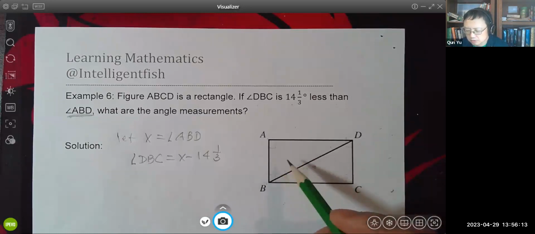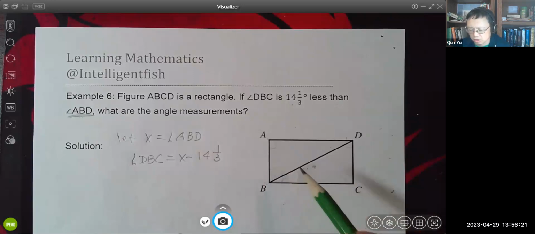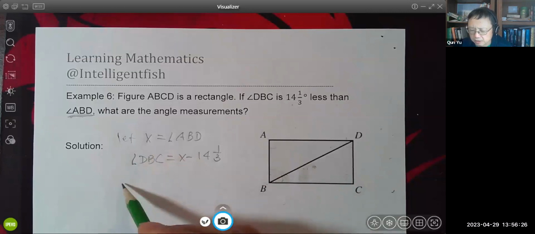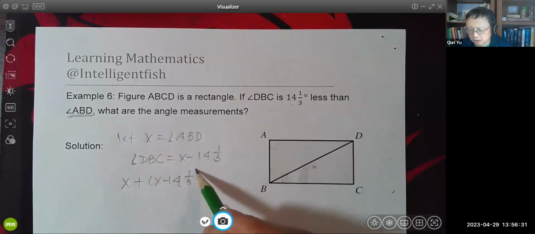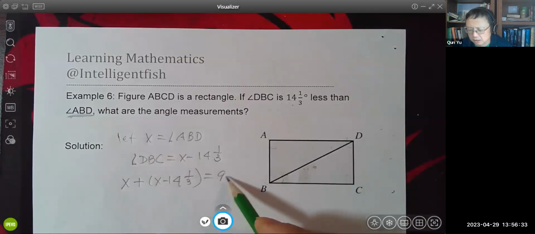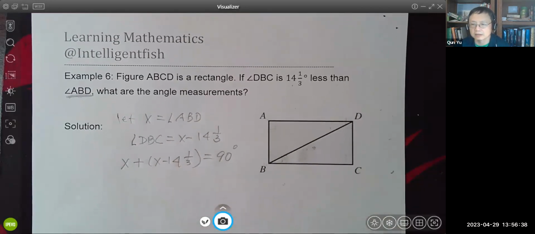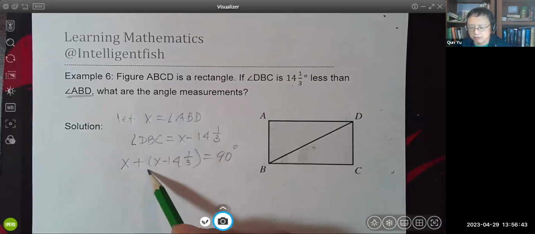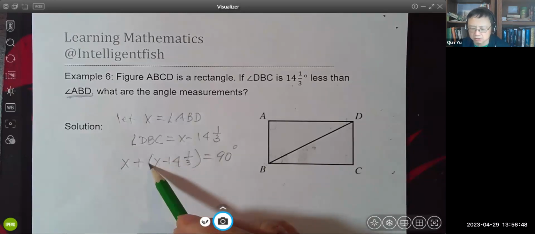So these two angles added together must be 90 degrees. This is just naturally true. So we just add them together, and that is equal to 90 degrees. One is x, the other one is x minus 14 1/3. These two angles add together to 90. In here, this pair of parentheses is not necessary. I put them in just to show you that this is one angle measurement and this is another. Otherwise, in terms of calculation, it makes no difference.